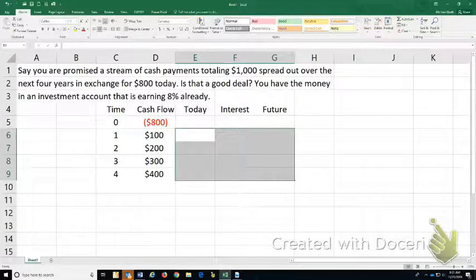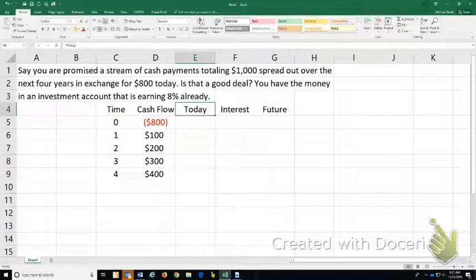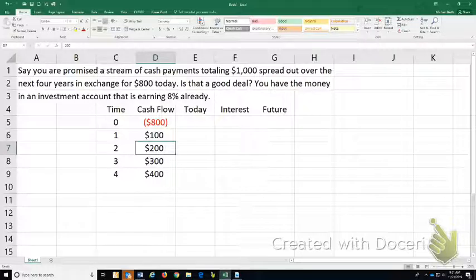All right, let's use this simple problem to illustrate the concept of present value. What's something worth today? You're promised a stream of cash flows, cash payments, totaling $1,000 spread over the next 4 years. You don't get them evenly. You're going to get $100 1 year from today, $200 2 years from today, $300 3 years from today, and $400 4 years from today.